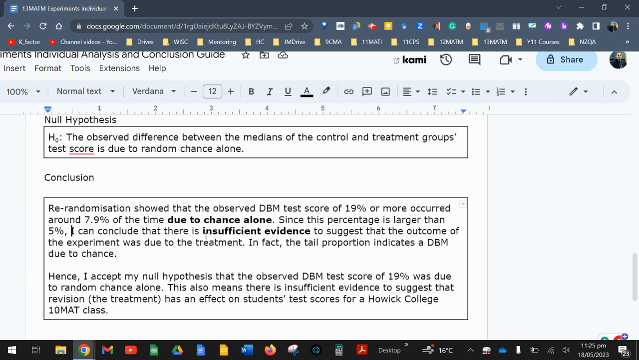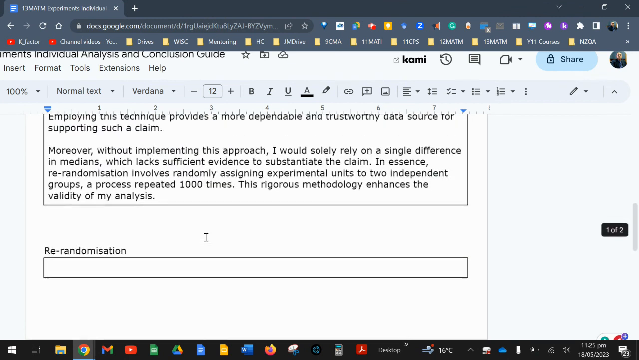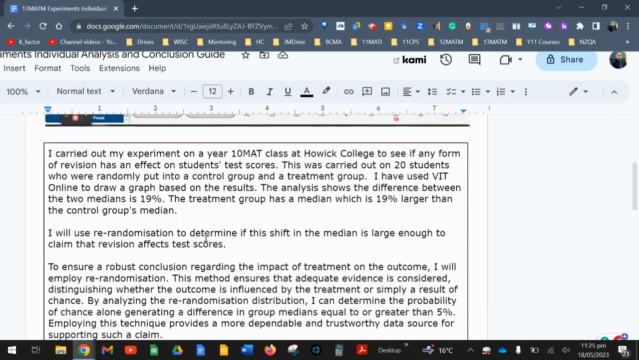If you really wanted to do a proper, legit experiment, if revision was having any effect on test scores, you would do it in very different conditions. You'll have much more controlled environment. You'll have larger test subjects or experimental units and so on. So here's my brief conclusion and my null hypothesis. So this is a mini structure you can follow.